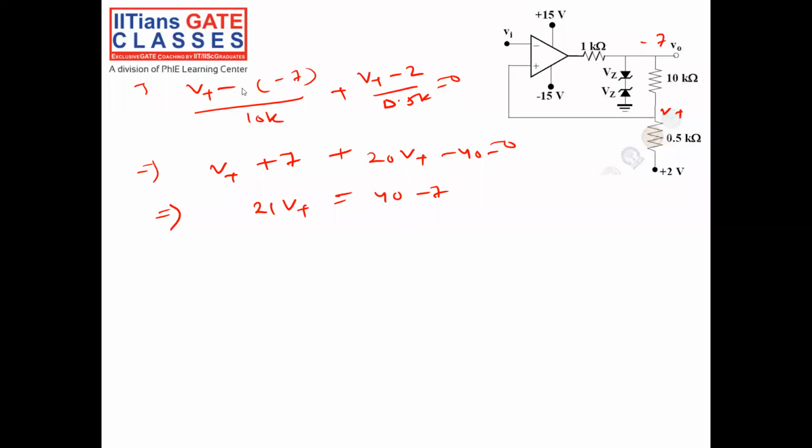So now see, V positive minus 7 is by 10k, V positive minus 2 by 0.5k, right? That's right. I multiply both sides by 10, 20 plus 40, that's right. So 40 minus 7. This implies what is V positive? V positive is equal to 40 minus 7, which is 33 over 21, equal to 1.57. So presently my V positive is 1.57.